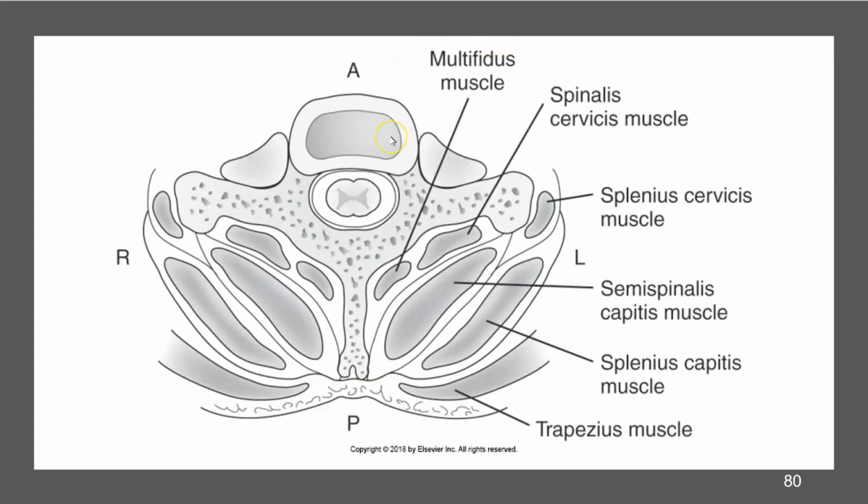Let's take a look here. Okay, so this is an axial, looking at the C-spine. So here is our cord, okay? Here's our body, here's our cord. So this is our spinous process, transverse process, here's our lamina. So we've got the multifidus muscle, splenius cervicis, and then right here, semispinalis capitis. We have our splenius capitis and our trapezius in the back. I know, it's terrible. It looks like a flower to me.